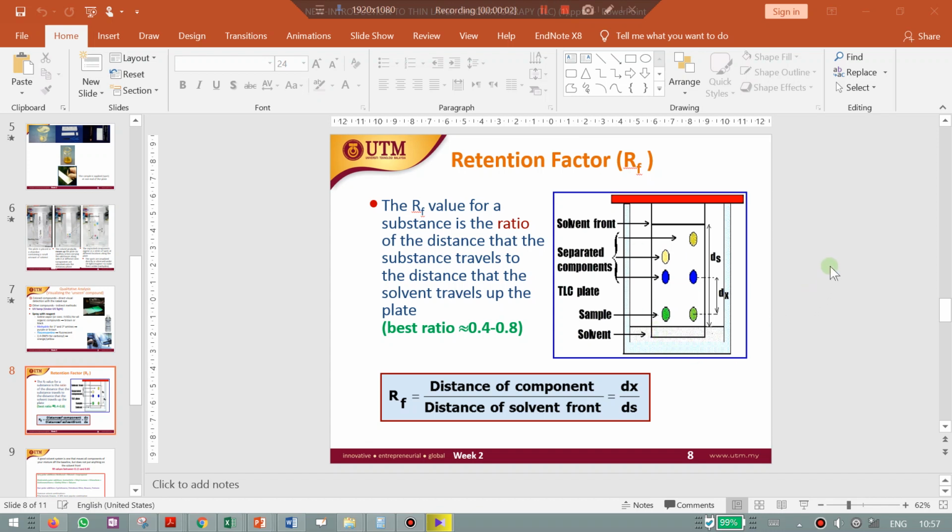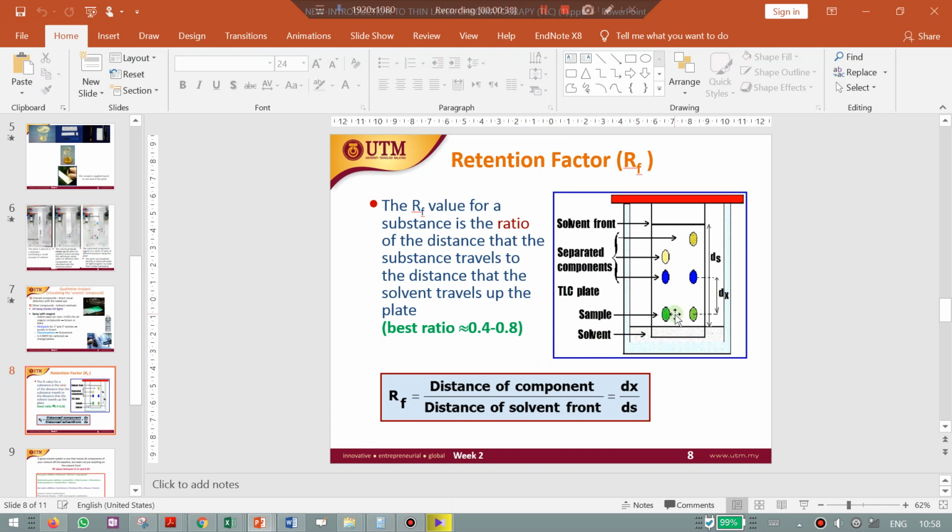Retention factor, or we can call it the retardation factor. The RF value for a substance is the ratio of the distance the substance travels to the distance the solvent travels up the plate. It is not necessary to remember, but you need to understand, because it is not impossible that you will be asked what is meant by the RF value. So you need to understand that the RF value is the ratio between the distance of the compound and the distance of the solvent front. It's very easy.